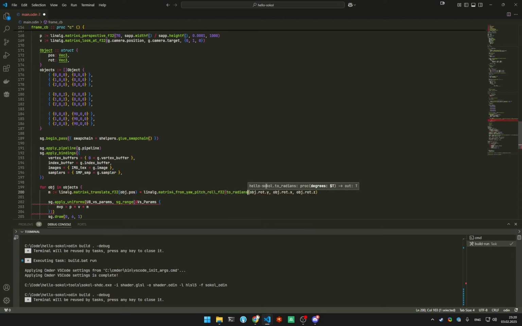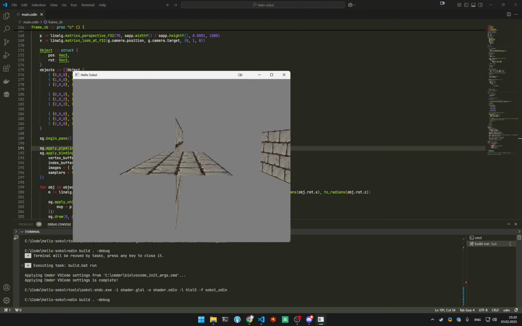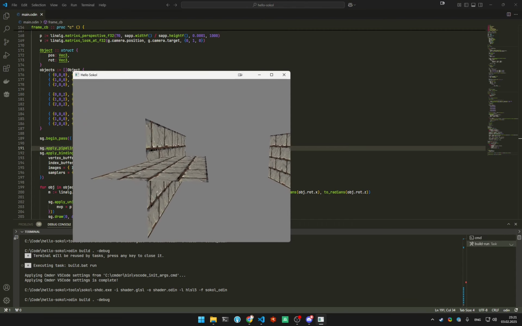As I showed before, there are a lot of other useful functions to create those matrices, like the one to create one from a quaternion, which is much better for rotation than this axis, especially for dynamic ones. But we are going to keep things very simple. So now we have it pretty much positioned almost correctly.